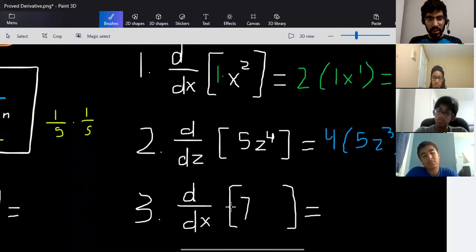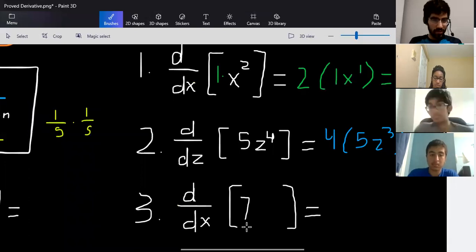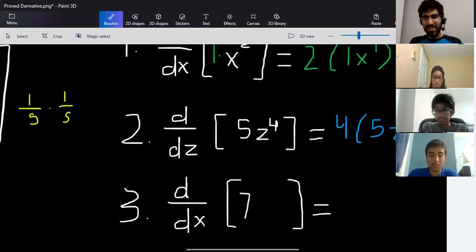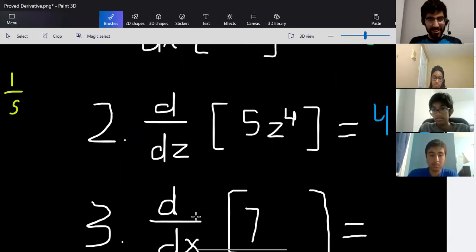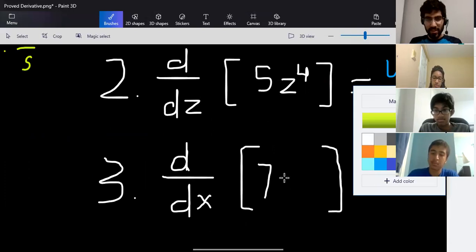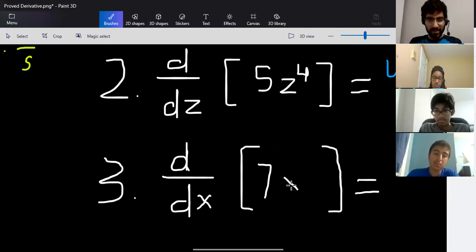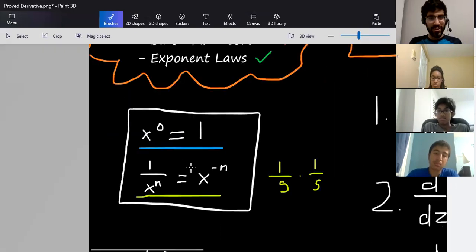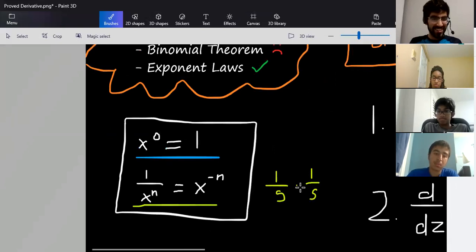d by dx of just 7. Wait a minute. What? Where's the x? There's no x. Why is there an x? Let me tell you something, okay? This is like genius right here. The x is hiding, and it's got to do with one of these two rules. You know which one?